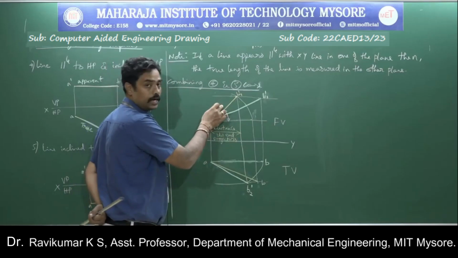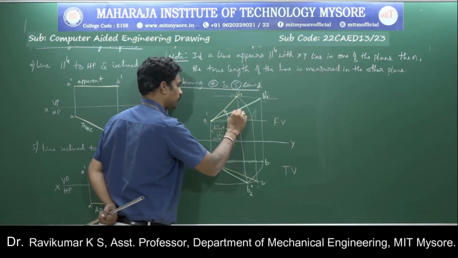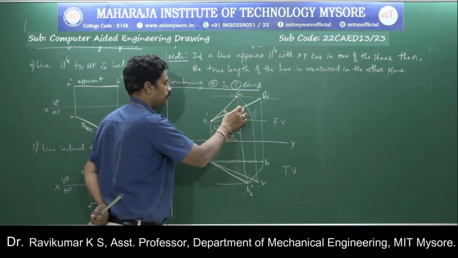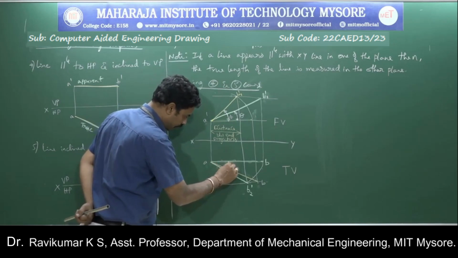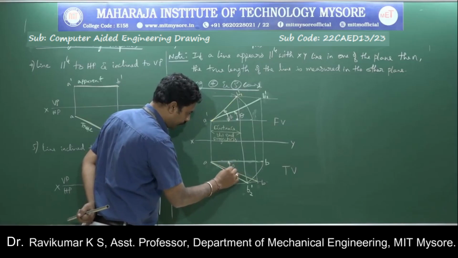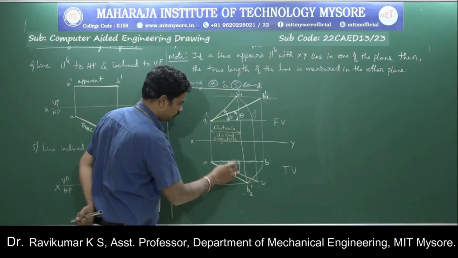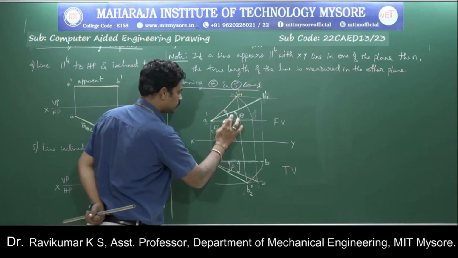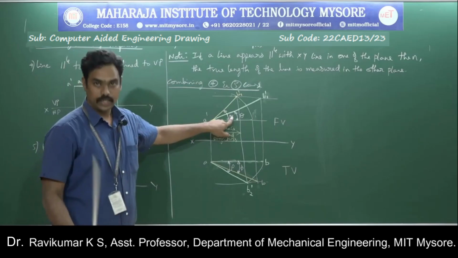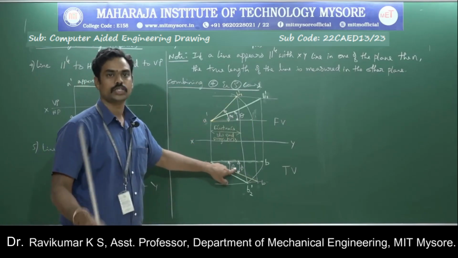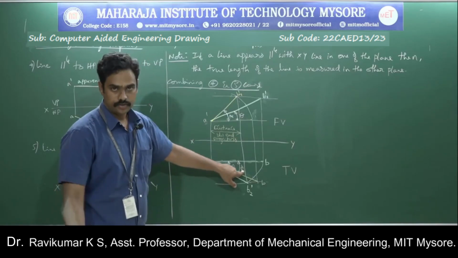So if you measure the angle of apparent length in the front view, it will be called phi. Then if you measure the inclination with respect to the XY line from the top view, the true length, it will be theta. Then from the XY line horizontal, if you measure the inclination up to the apparent length, it is called beta. The inclination here, sorry, this is not called phi, this is called alpha. This inclination is called phi. Okay, so alpha is the apparent inclination in the front view, beta is the apparent inclination in the top view, theta is the true inclination in the front view, phi is the true inclination in the top view.